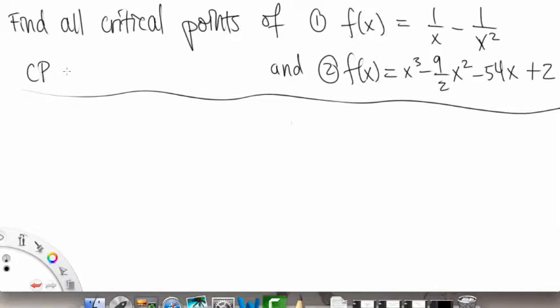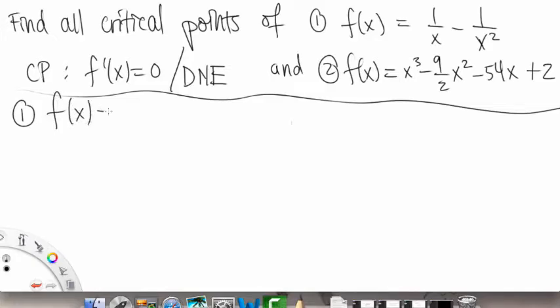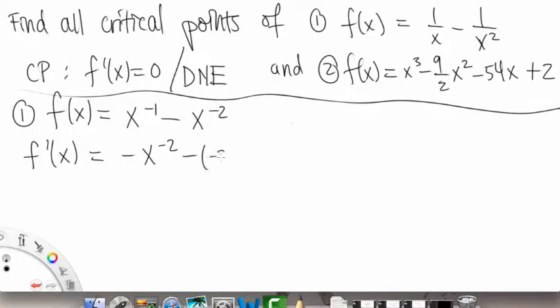In general, a critical point is where f prime of x is equal to 0 or where it does not exist. For the first one, let's look at our function. I'm just going to rewrite it as x to the negative 1 minus x to the negative 2, so I can just use the power rule. Differentiating, we get f prime of x is equal to negative x to the negative 2 minus a negative 2, we brought that down, x to the negative 3.